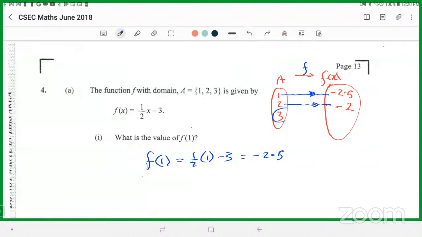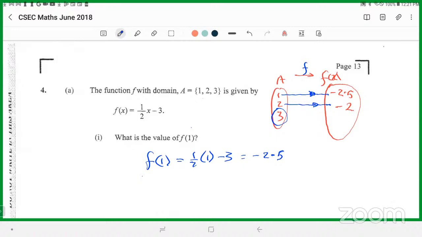We don't yet know what 3 maps onto. What do we have to do to know what 3 maps onto? Because they told us that 3 was a part of the domain. So tell me now, guys, what do we have to do to know what value 3 maps onto? Somebody unmute the mic and tell me. Hello?